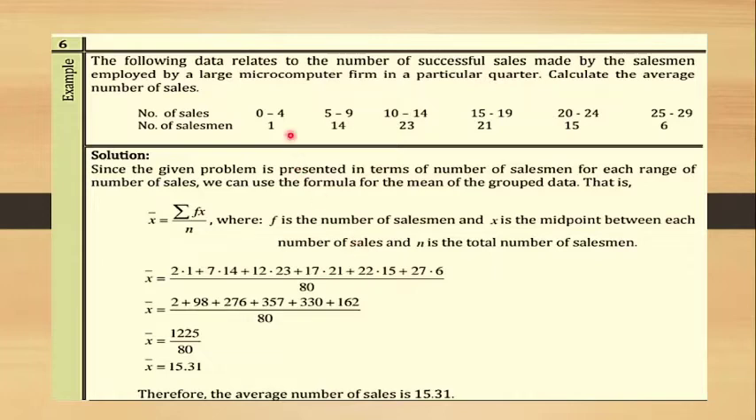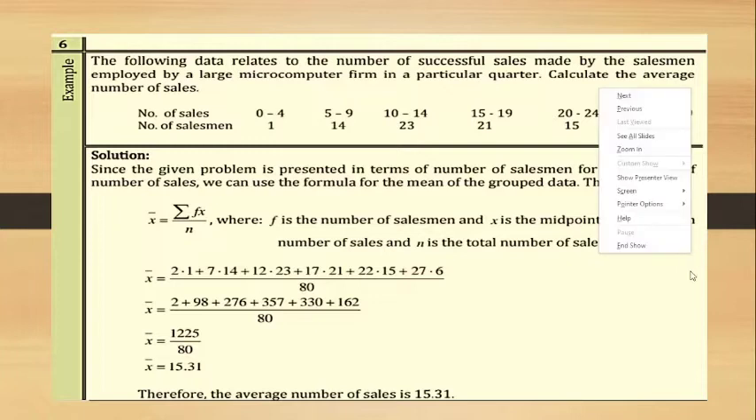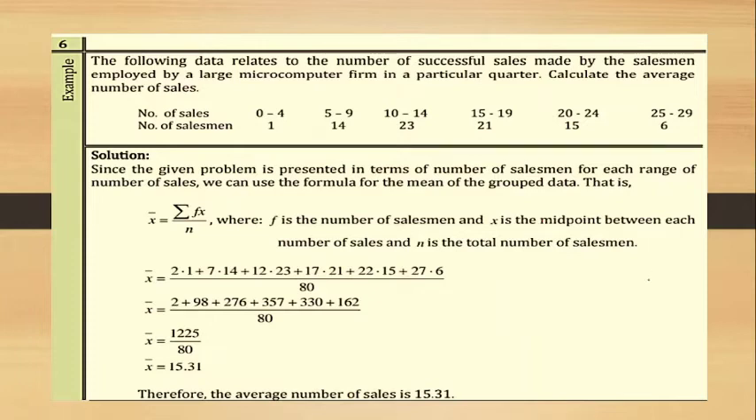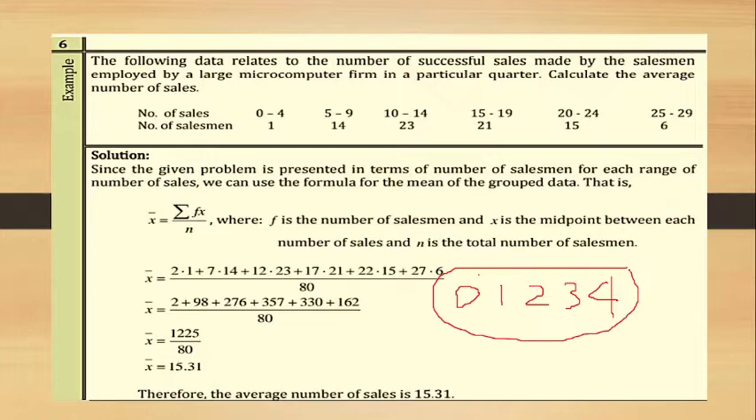Midpoint means the middle. For example, in 0 to 4, we have 0, 1, 2, 3, 4. So, what is the middle here? That is what we call the midpoint of each range of number of sales. So, 0, 1, 2, 3, 4. The middle is the number 2. For 0 to 4, the midpoint is 2.